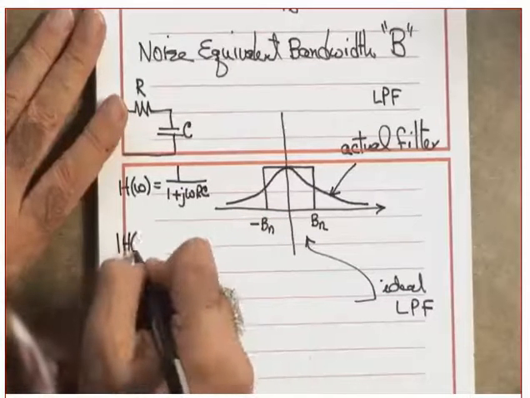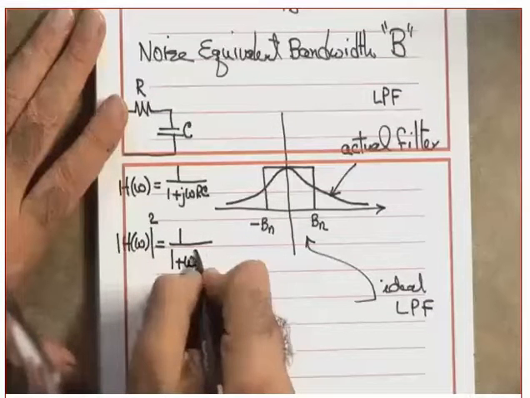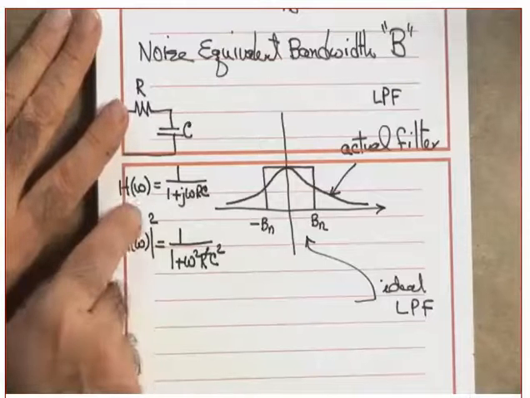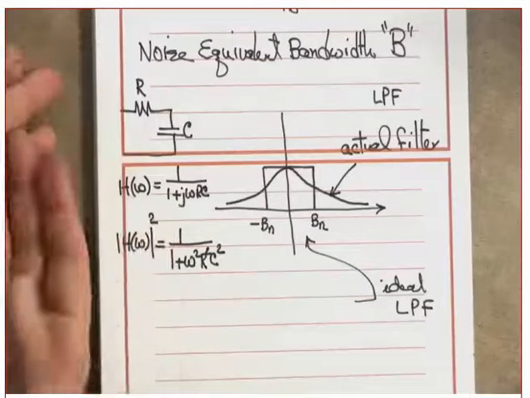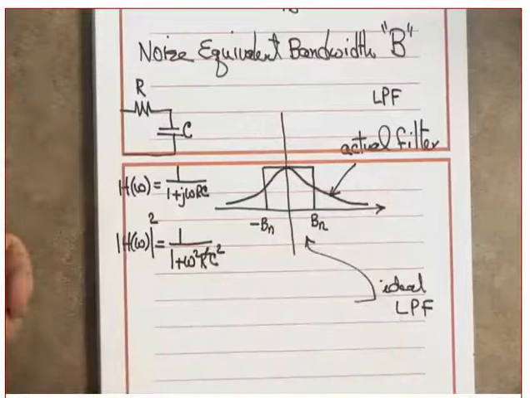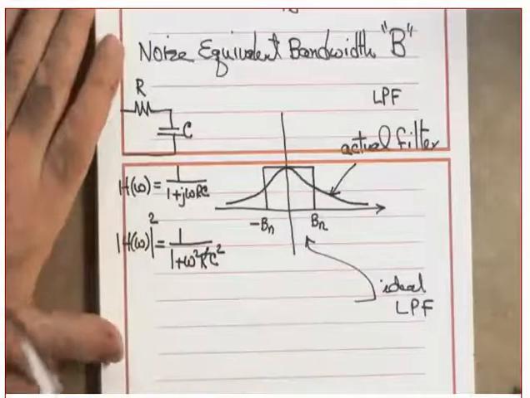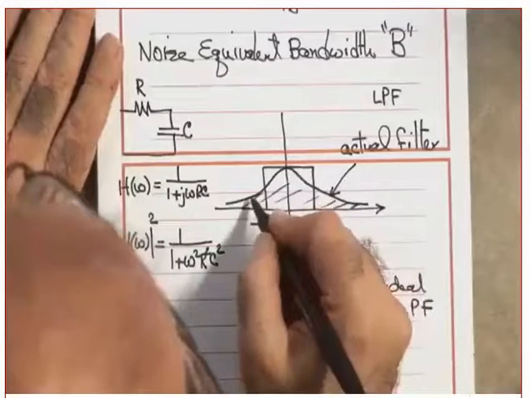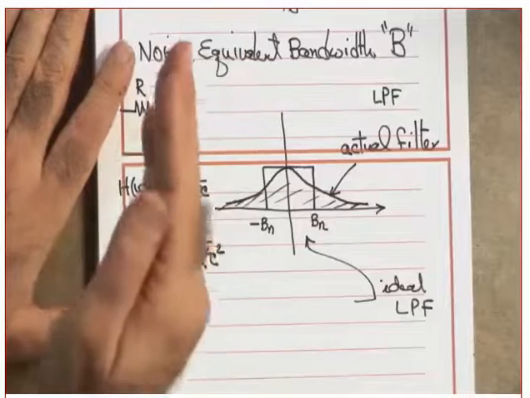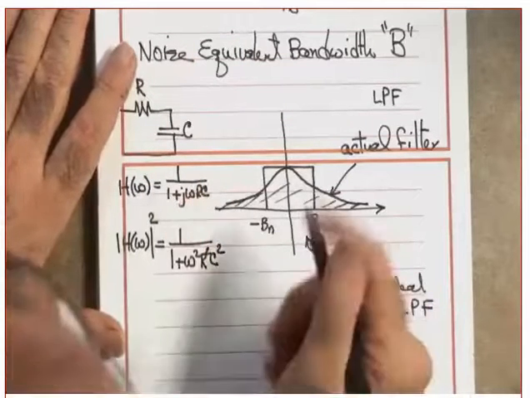Okay, and what is the absolute value of H of omega? Clear? No square root. Why? Because I already squared it in here. Did you get this or not? How would you sketch this one? Yes or no? Okay. Where is the power? The actual noise power is this. What is the power if we use the ideal low-pass filter? Is this.